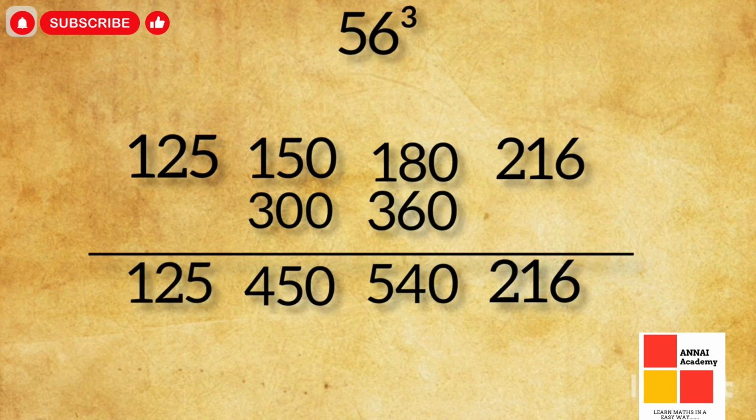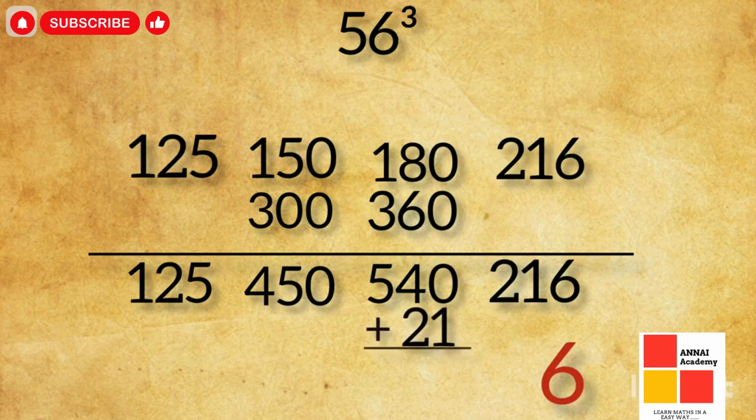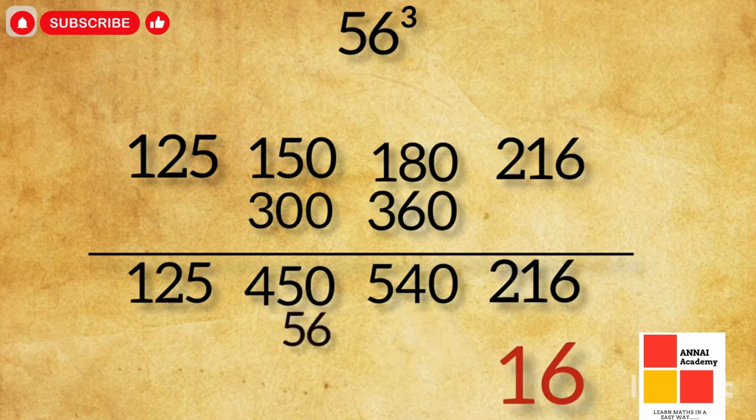Now we have to write the answer in the third step. On the right side, we have 6. So in our answer, we will write 6. We will carry the remaining number 21 with the previous number. Now after summing both, we will get 561. On the right side, we have 1. So we will write it in our answer. And we will carry the remaining number, 56, with 450.